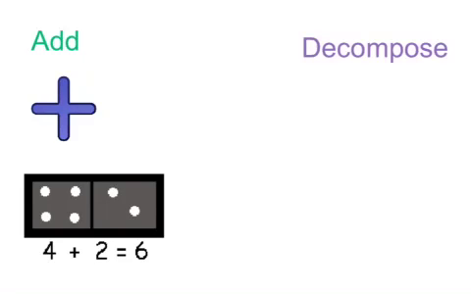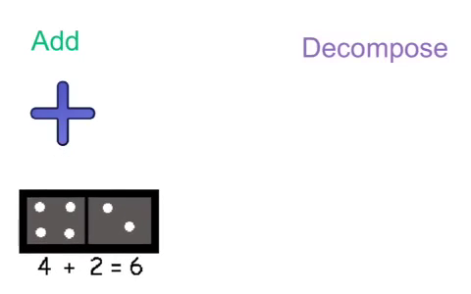To add means to put numbers together to find a total. When you add, you are combining two or more numbers and getting a greater number. You can see an example of this in the domino below. This side of the domino shows 4, and this side of the domino shows 2. 4 plus 2 equals 6.